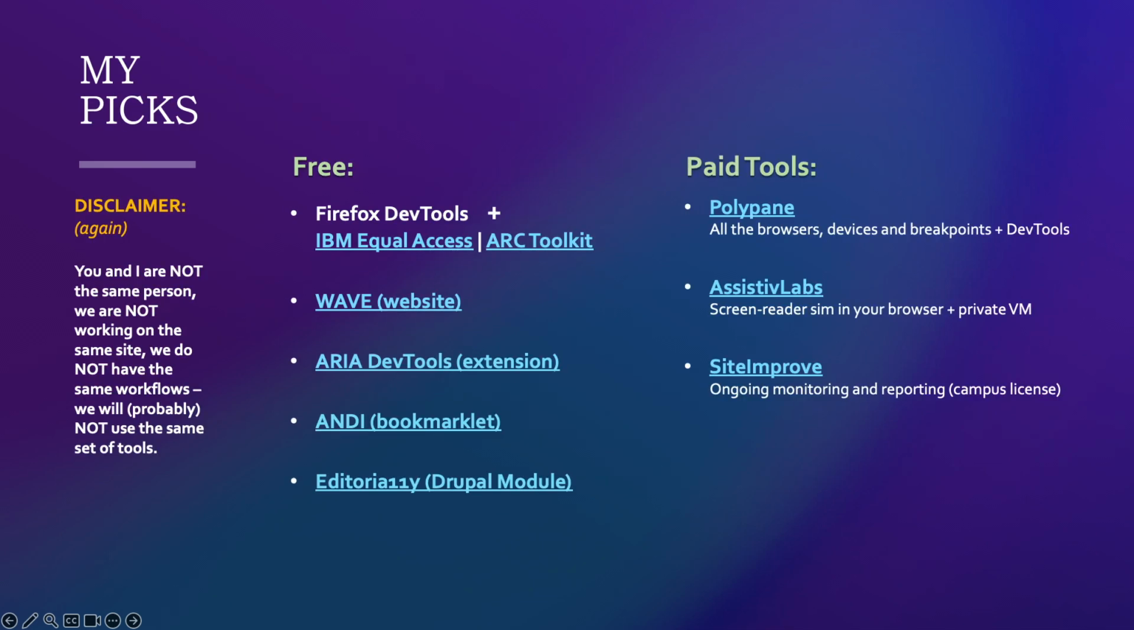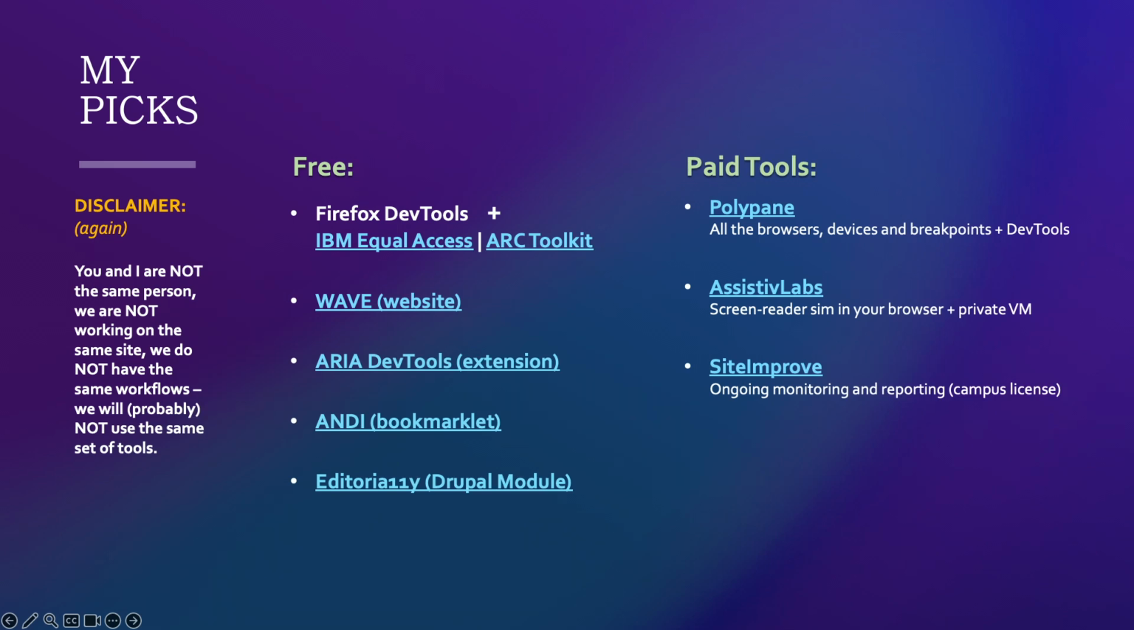Okay, now here's my picks on things. And this is, again, my disclaimer. We're not the same. We're not working on the same site. We don't have the same workflow, so we're probably not going to use the same things. I use Firefox DevTools, and I really like the IBM Equal Access Checker and the ARC Toolkit.